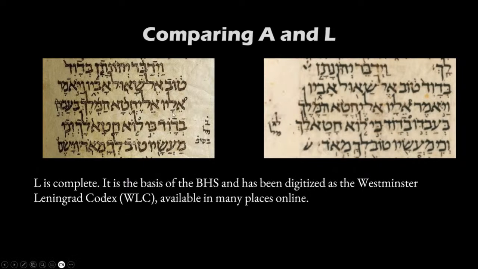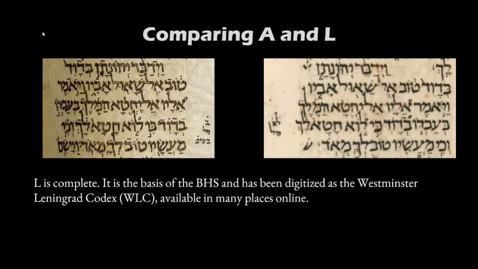No. Okay. So one benefit of the Leningrad Codex, the one on the right, is that it's a complete text. We have the entirety of the Bible. And because of its completeness, not because of its perfection, it is the base text of the BHS, Biblia Hebraica Stuttgartensia. And it's been digitized as the Westminster Leningrad Codex online. That's available in many places. So if you look for WLC, that's the text.